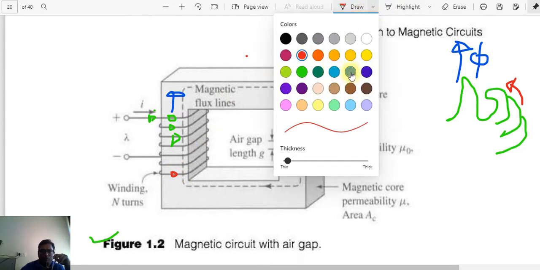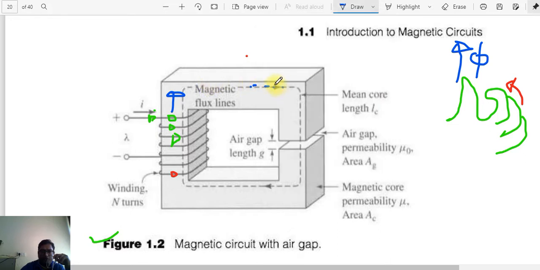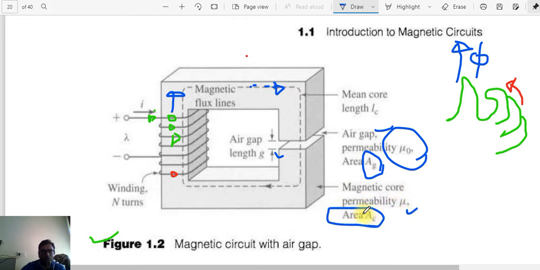Then we can say that the magnetic flux lines follow this path. After this there is an air gap G. This is the air gap G with permeability mu naught and area Ag, and this is the magnetic core with permeability mu and area Ac. This is the magnetic circuit with air gap, and this is the mean core length. So we will perform this in MATLAB. This is the winding turns, the number of turns is N.